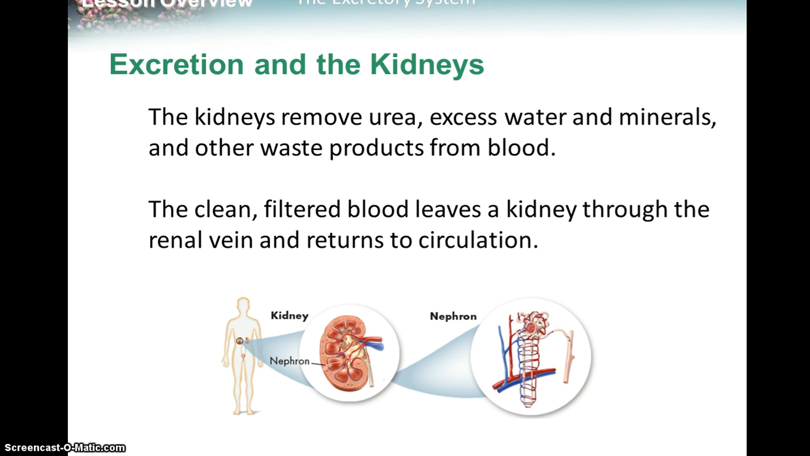Now we're going to look at how the kidney functions in some pretty good detail. So to begin with, we want to know, again, I think we've already written this down, that the kidneys remove urea, excess water, minerals, and other waste products from the blood. That clean blood then leaves the kidney through the renal vein and returns to circulation. And so we'll get to that here in a minute.